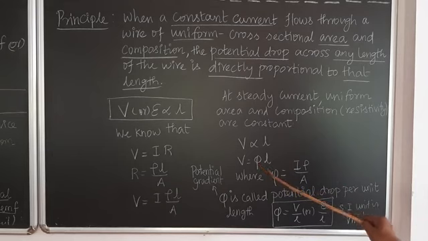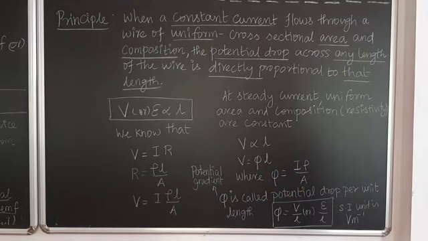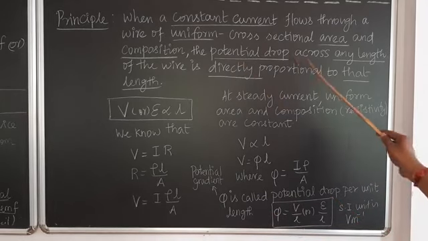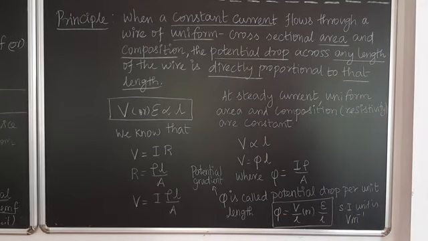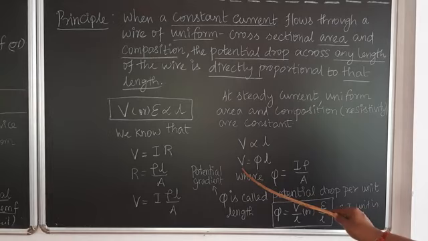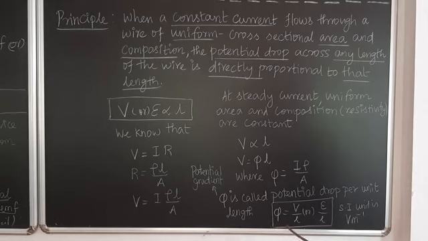That phi is called the potential gradient. What is called potential gradient? The potential drop per unit length. Here we wrote the potential drop across any length, that is why we write the potential drop per unit length, phi, as the potential gradient. Therefore, from this equation phi is equal to potential difference divided by L. So, phi is equal to V by L or EMF divided by L, and this potential gradient has the SI unit of volt per meter, but practically we take it as volt per centimeter. I hope you understand this principle well.